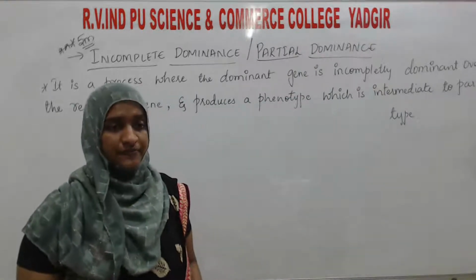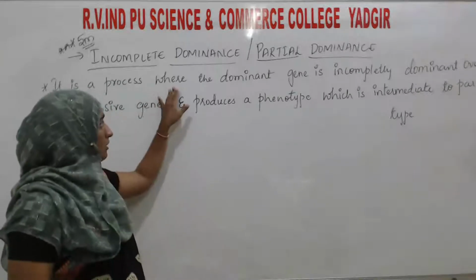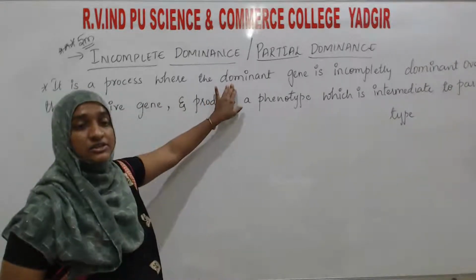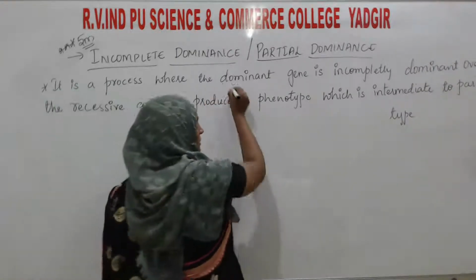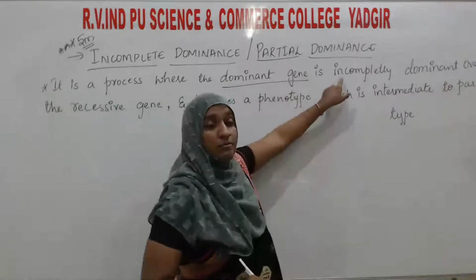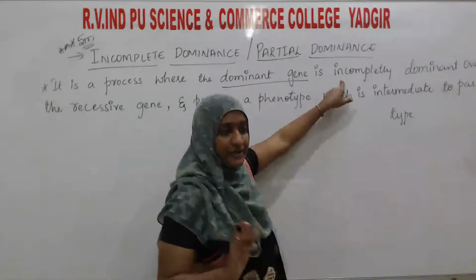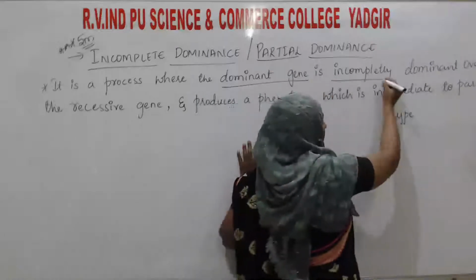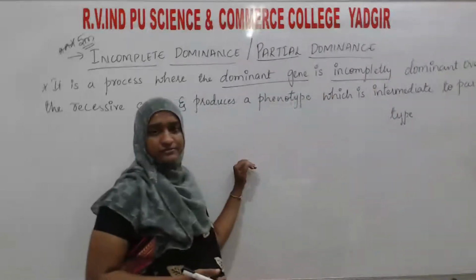This is the definition of incomplete dominance. Here you see, it is a process where the dominant gene, which gene? The dominant gene is incompletely dominant, not completely. It is incompletely dominant over the recessive gene.